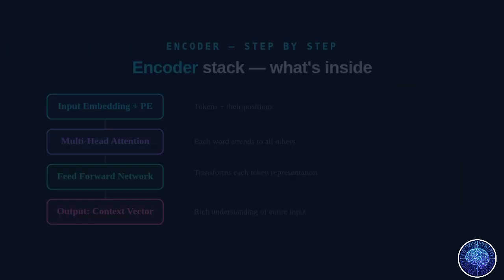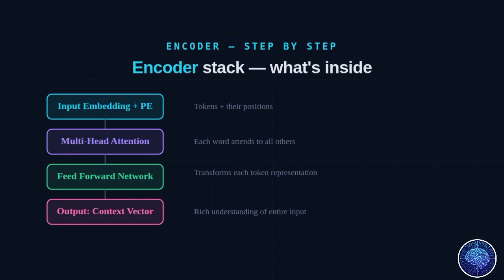Inside the encoder, here's what happens step by step. First, input tokens go through embedding plus positional encoding. Then, through multi-head self-attention, where every word looks at every other word. Then a feed-forward network processes each token. This entire block repeats n times, usually 6 to 12 layers stacked on top of each other.